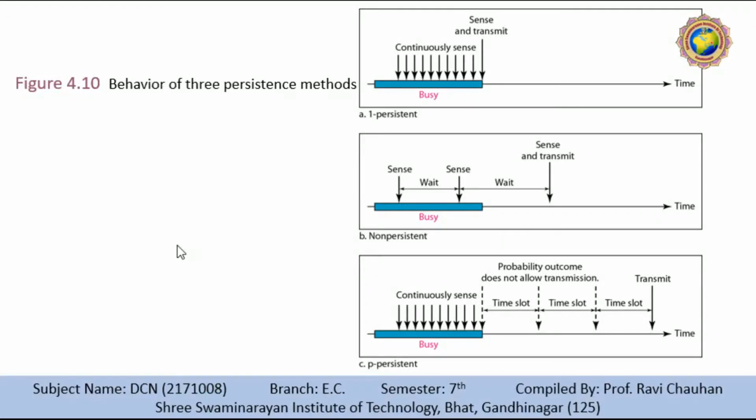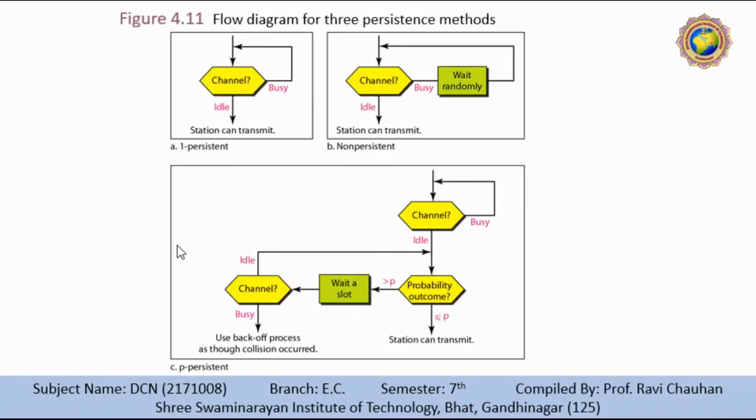First, with a probability of p, a station sends its frame. Second, with a probability of q equal to 1 minus p, the station waits for the beginning of the next slot and checks the line again. So this is the flow chart of our third method.